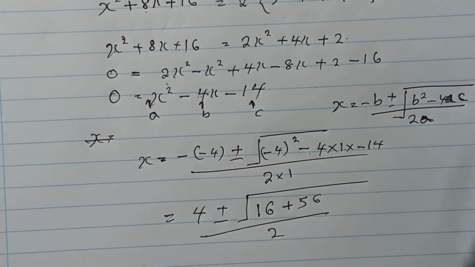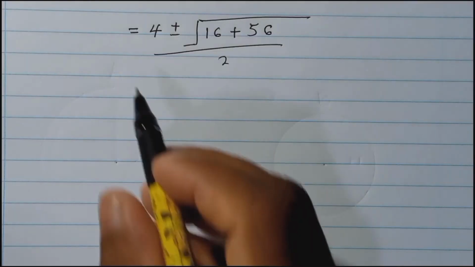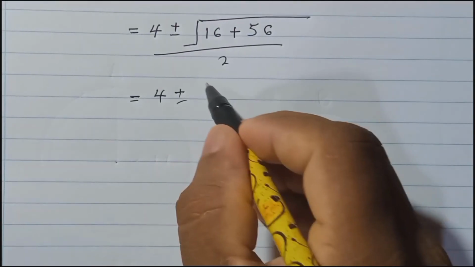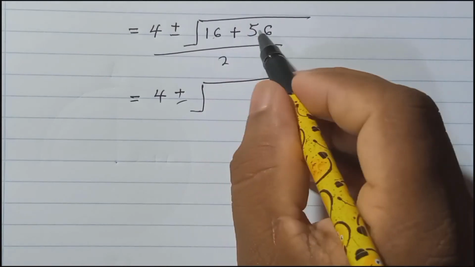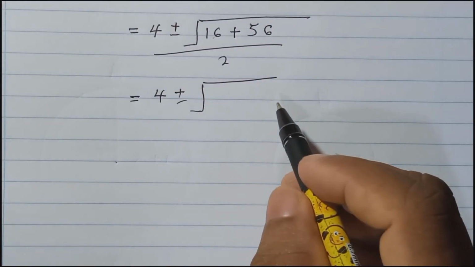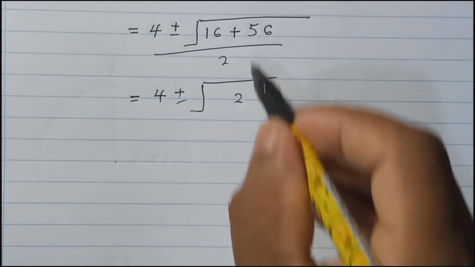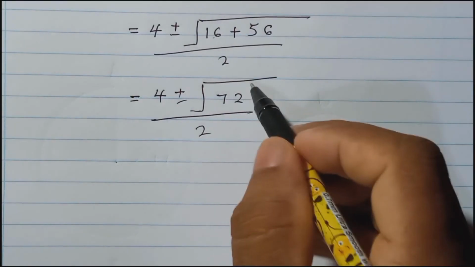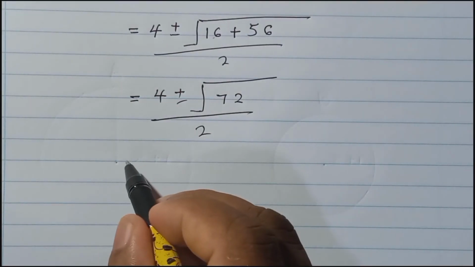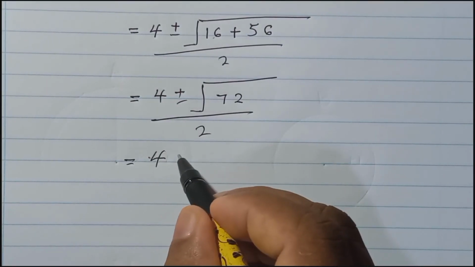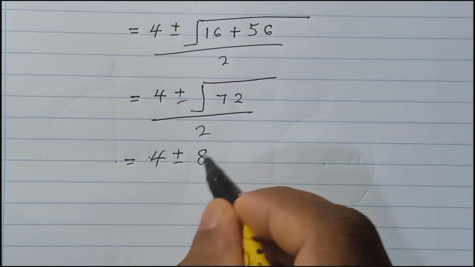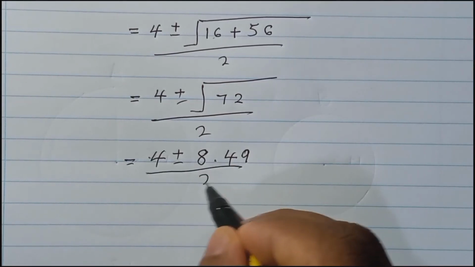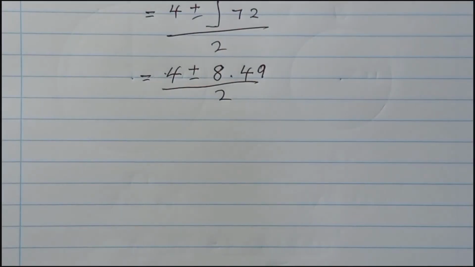Okay, now I will show you this part on the next page. Okay, now here, I wrote it again. Now here plus or minus, 16 plus 56 means 72 over 2, like this. Now you have to get the square root of 72, right? When you get the square root of 72, it will be 8.49 to two decimal places, over 2, right? Now you know how to do the rest, right?